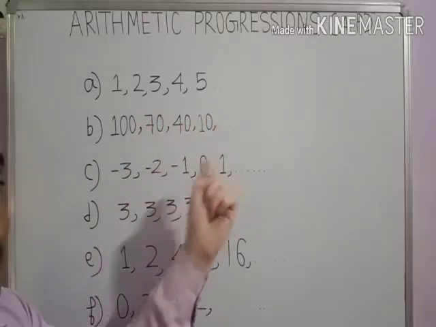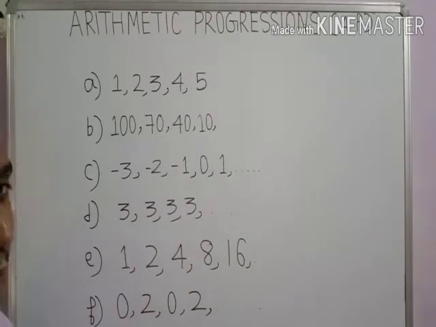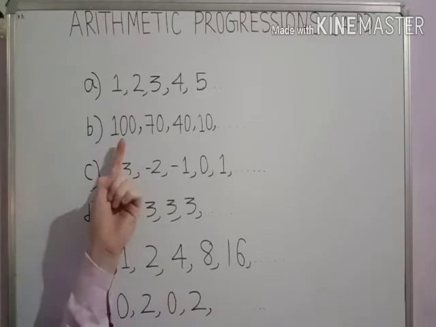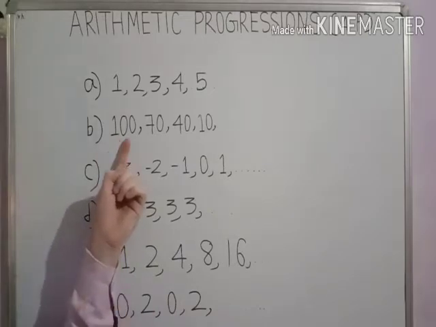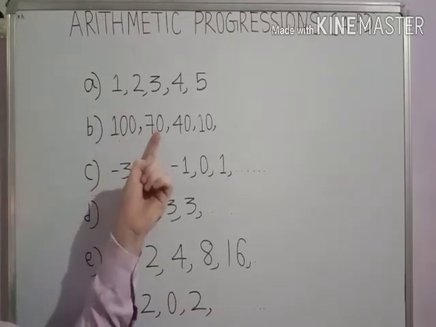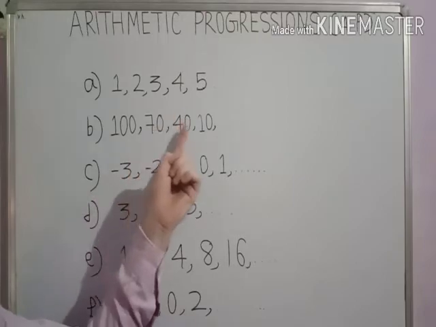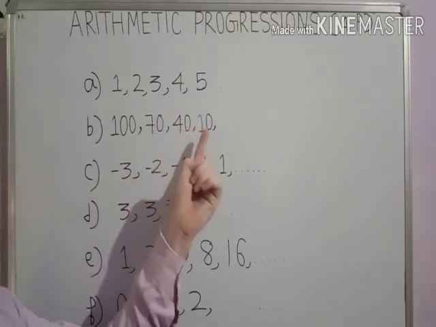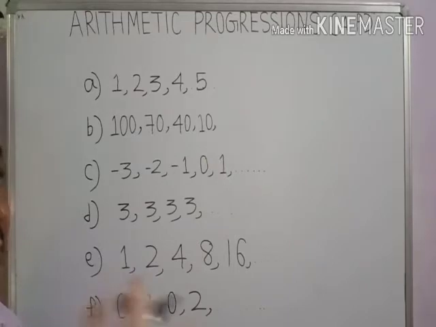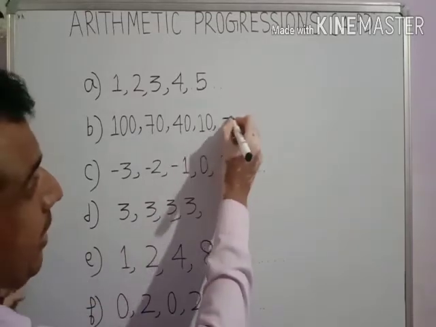You see the second one, first is 100, then 70, then 40, then 10. And what is the next number? What do you think? Definitely you can speak, sir. 100, then you are subtracting 30, we are getting 70, 70 minus 30 is 40, 40 minus 30 is 10, and 10 minus 30 equals minus 20.